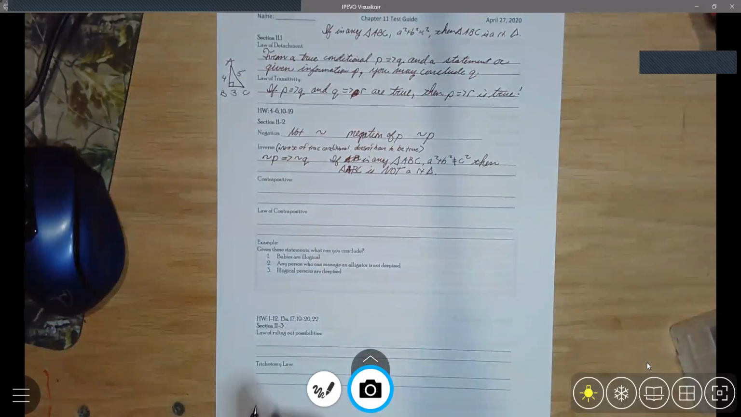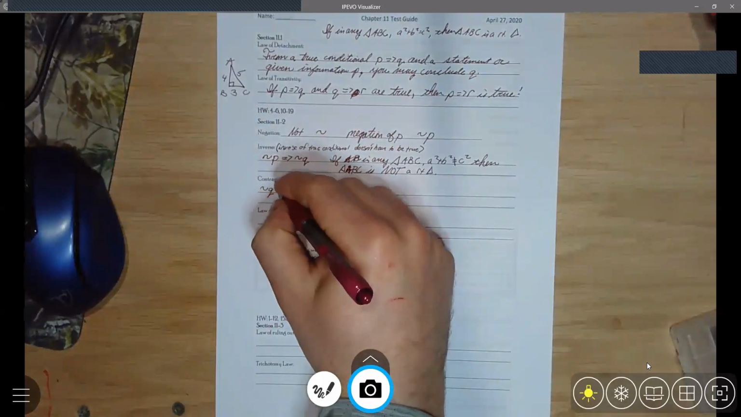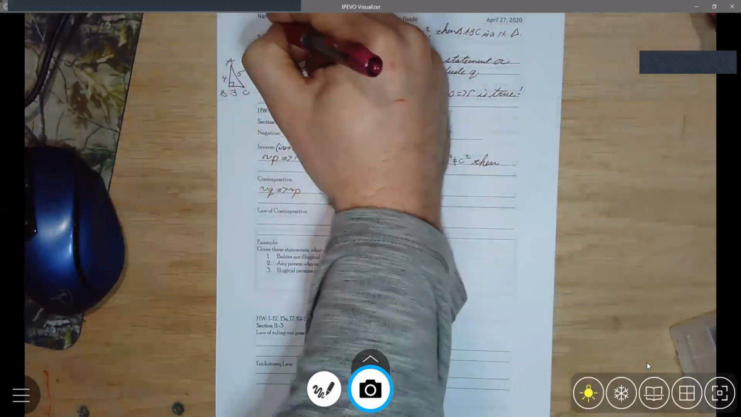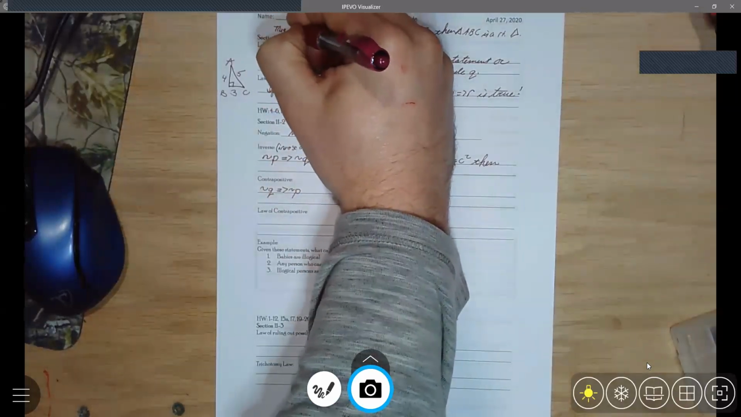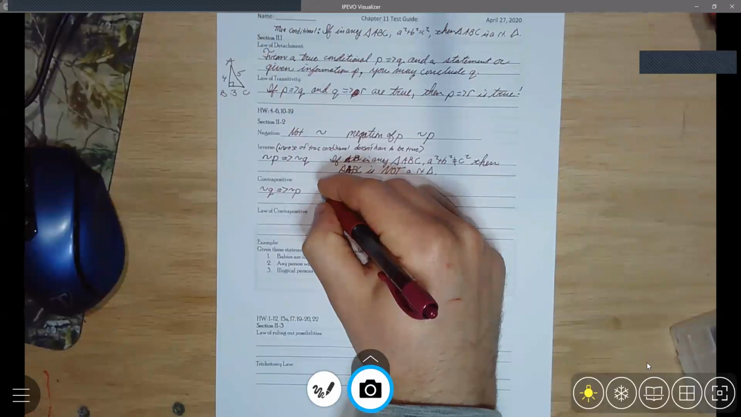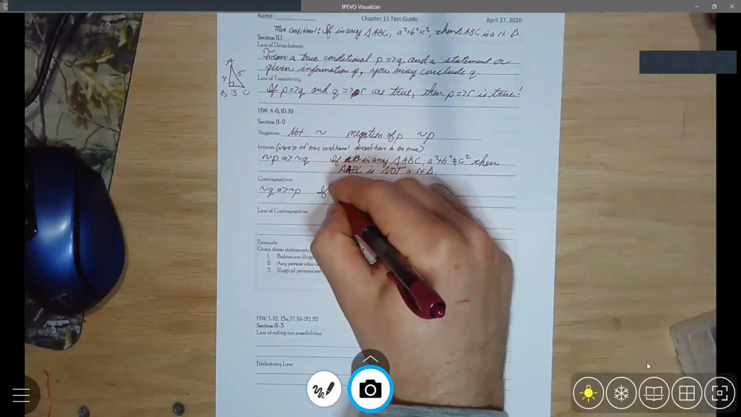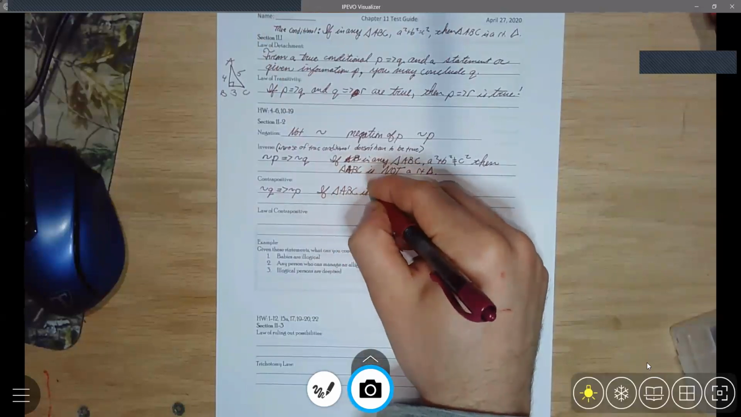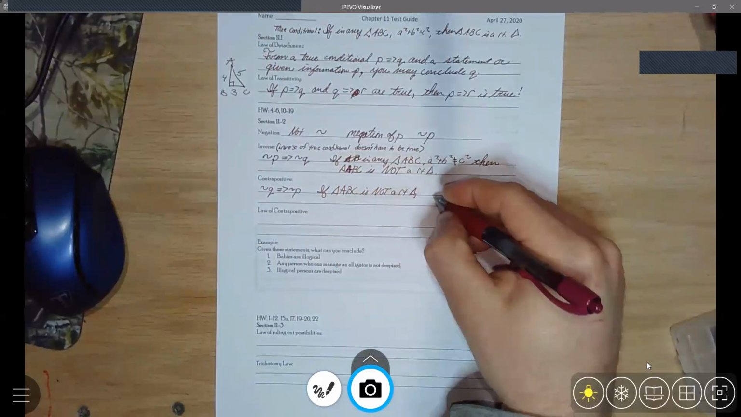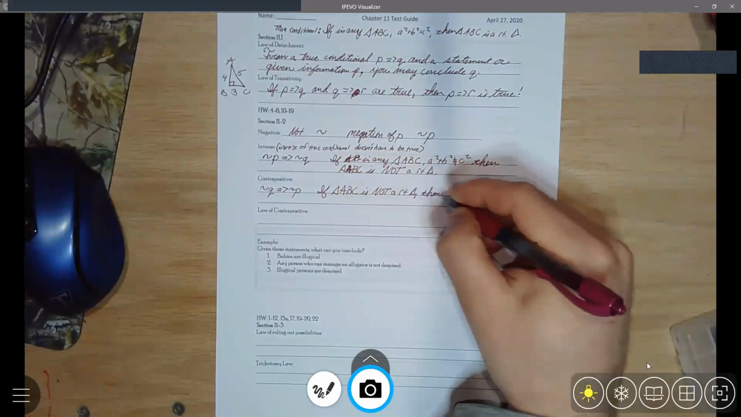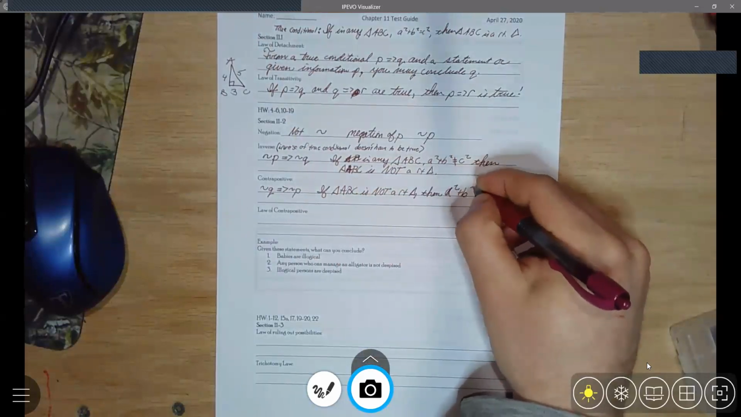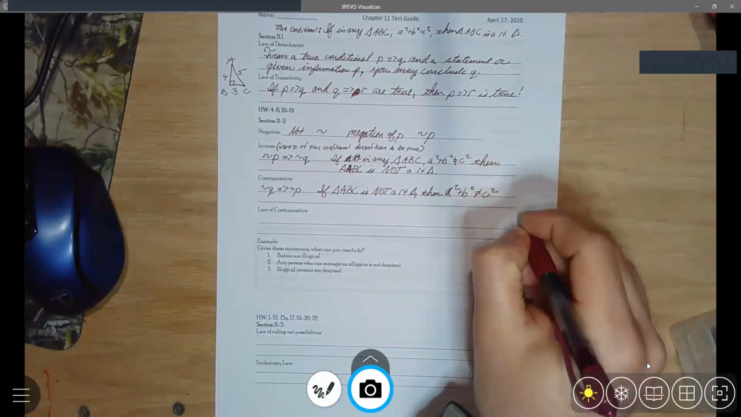All right, then the contrapositive. The contrapositive is not Q implies not P. So looking back at our true conditional we started with, not Q implies not P. If triangle ABC is not a right triangle, then a squared plus b squared is not equal to c squared. And this is true.